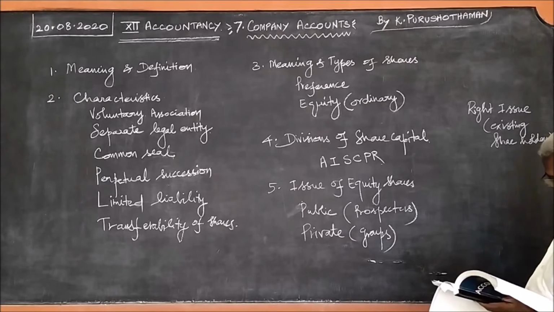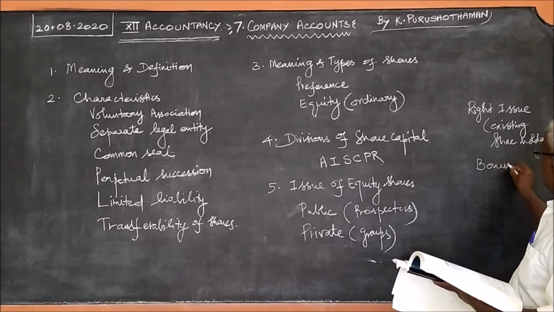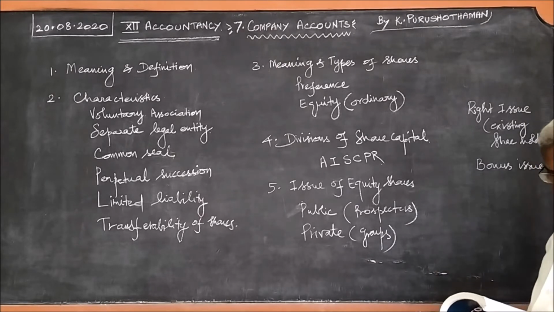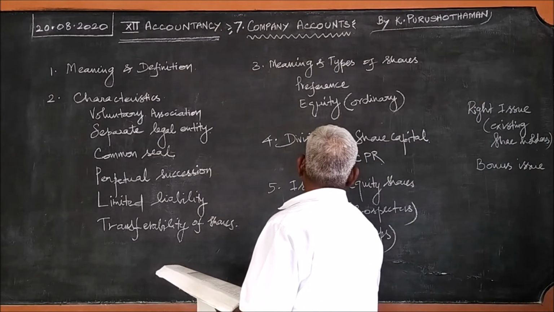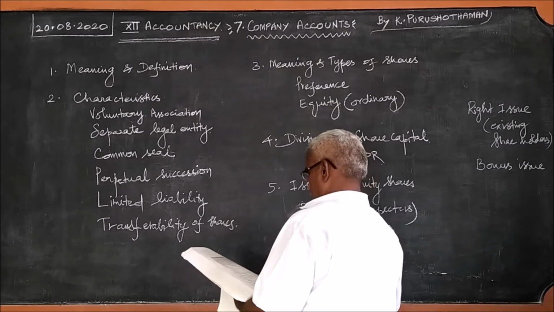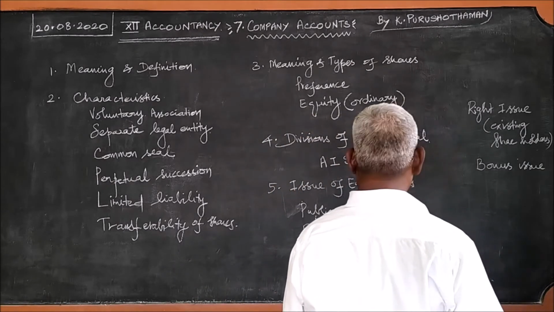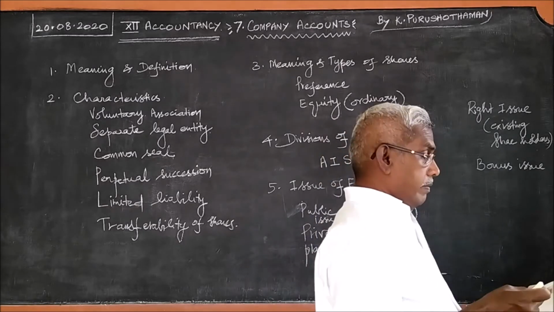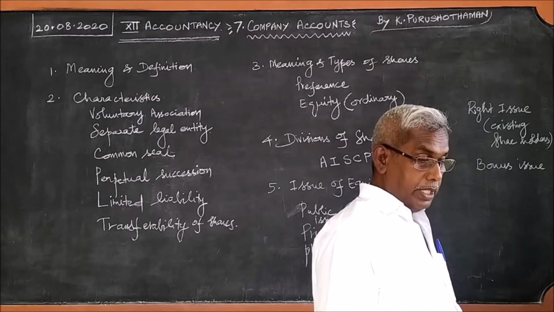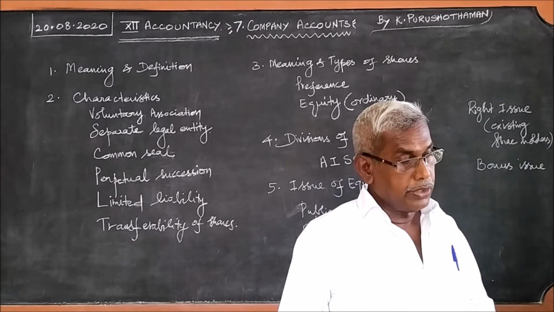Holders, and the fourth one bonus share, bonus issue. Public issue, private placement, then rights issue, bonus issue. With this, we can complete a part of the theory on shares, and if time permits, we will continue the rest.